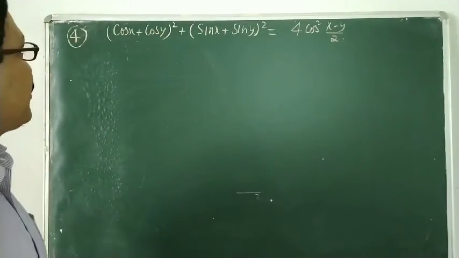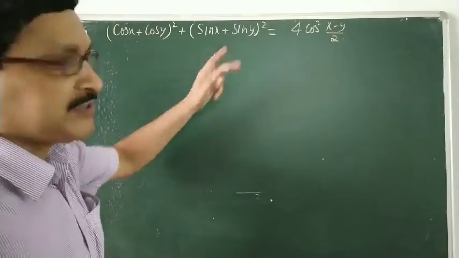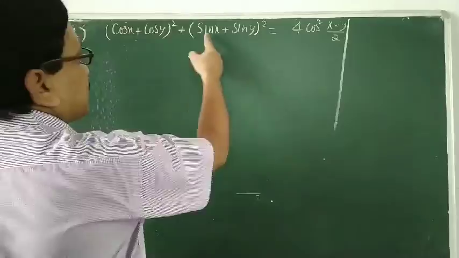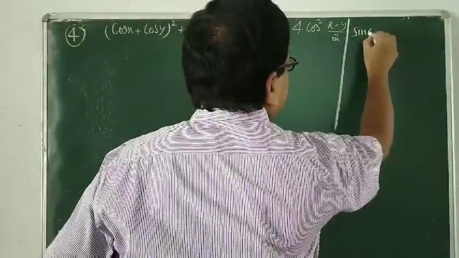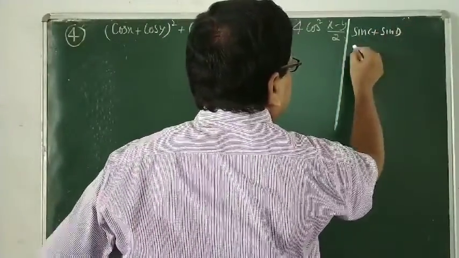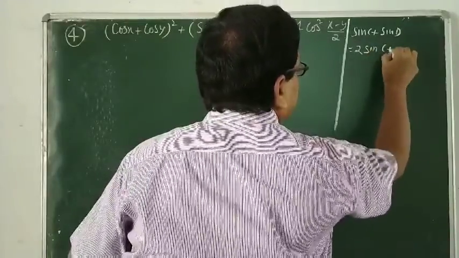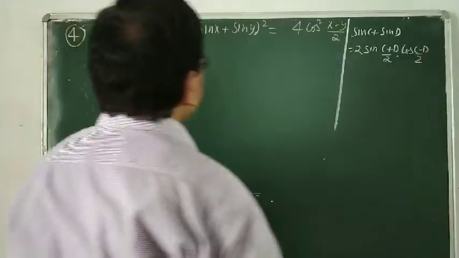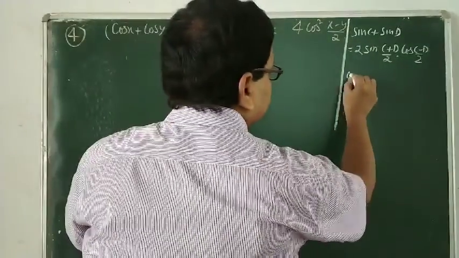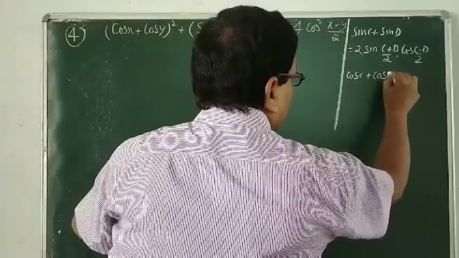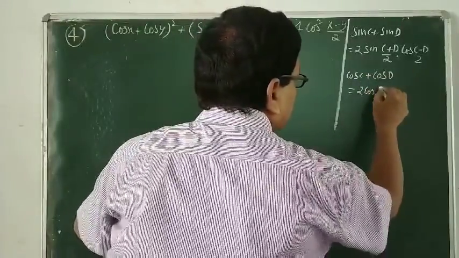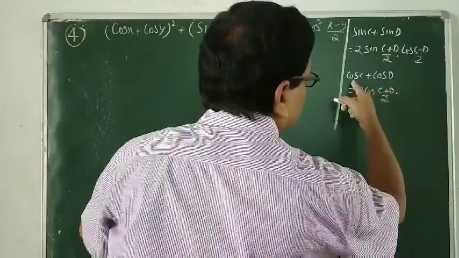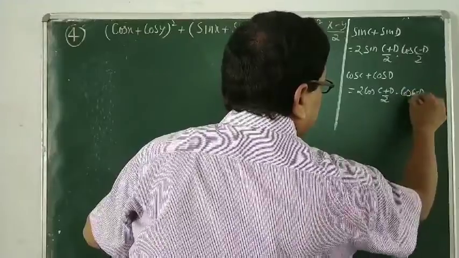This is the question. Now I am going to answer the question again. Cos c plus cos d, sin c plus sin d. Again I am going to use the two formulas. Sin c plus sin d is 2 sin c plus d by 2 into cos c minus d by 2. Likewise, cos c plus cos d is 2 cos c plus d by 2 into cos c minus d by 2.